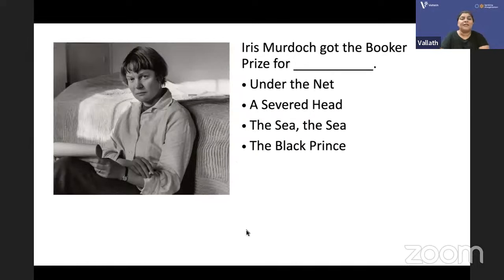Okay. Iris Murdoch got the Booker Prize for which novel? Is it Under the Net, A Severed Head, The Sea, The Sea, or The Black Prince? Bolo, Ankita. Booker Prize. I think it was The Sea. Very good. The Sea. Who got the Booker Prize for The Sea? It was... John. John. If you don't answer, I will ban you from this YouTube live.